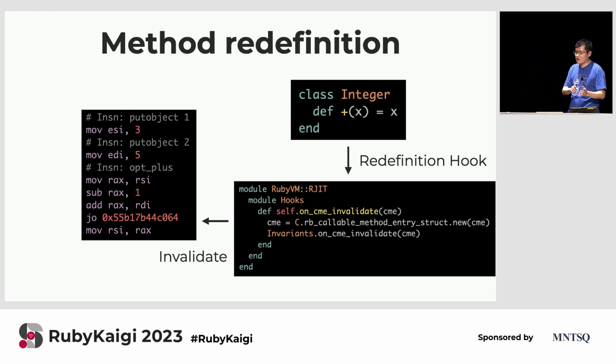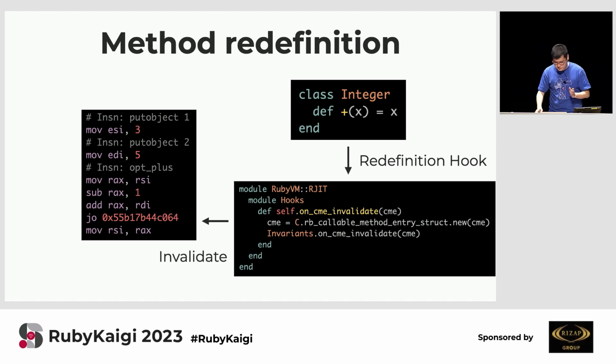For doing that, in RJIT we have a hook called on CME invalidate. If we redefine that hook, you could implement the invalidation for method redefinition. And that's also, by the way, how YJIT works. So going through this talk hopefully makes you understand how YJIT optimizes things as well.